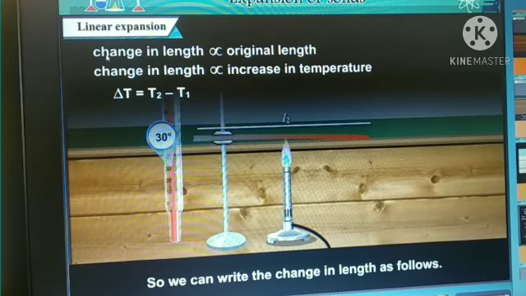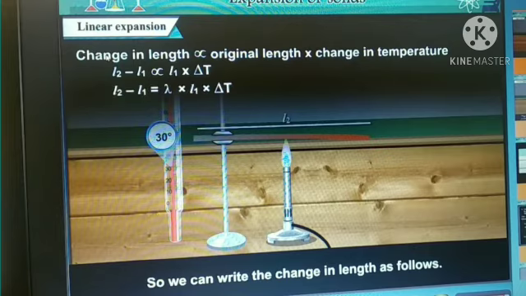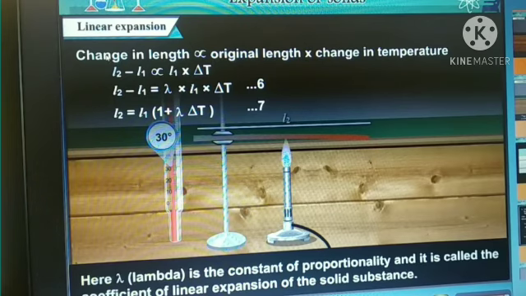So, we can write the change in length as follows. Change in length is proportional to original length into change in temperature. L2 minus L1 is directly proportional to L1 into delta T. L2 minus L1 equal to lambda into L1 into delta T. L2 equal to L1 (1 plus lambda delta T). Let this be equation 7. Here lambda is the constant of proportionality and it is called the coefficient of linear expansion of the solid substance.